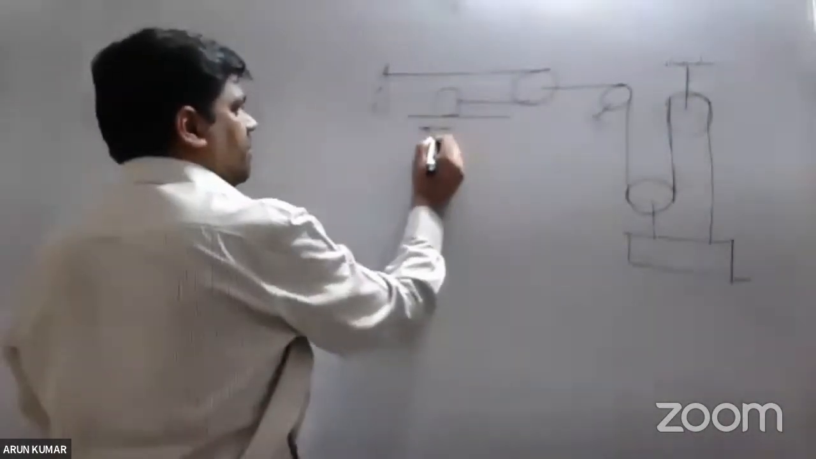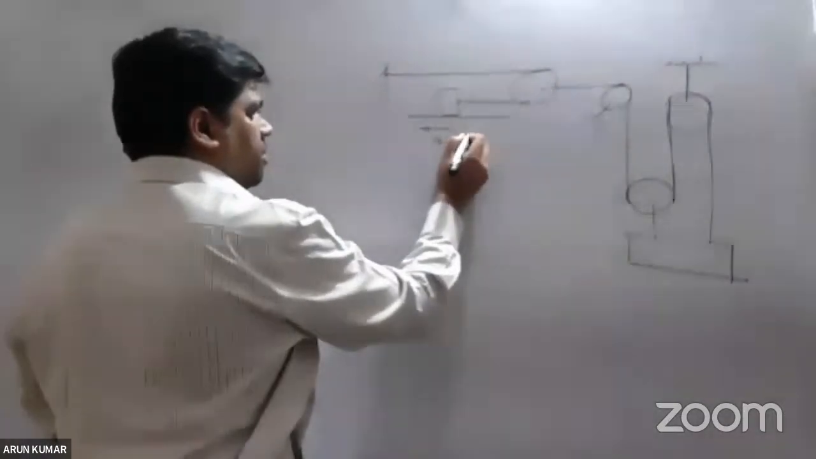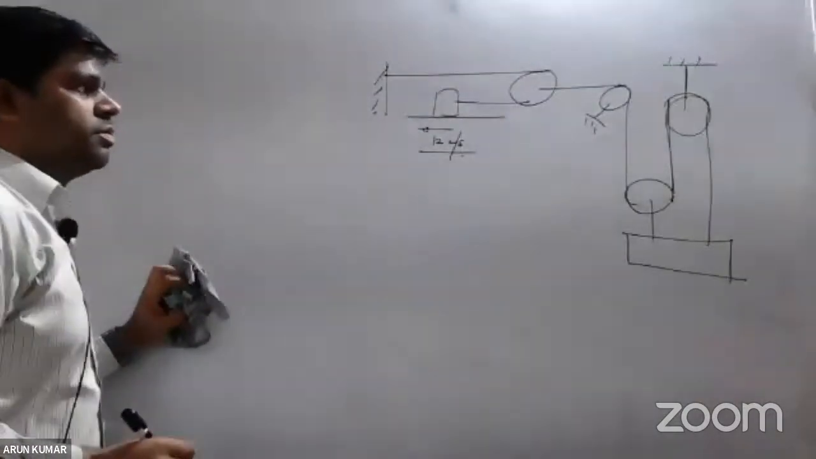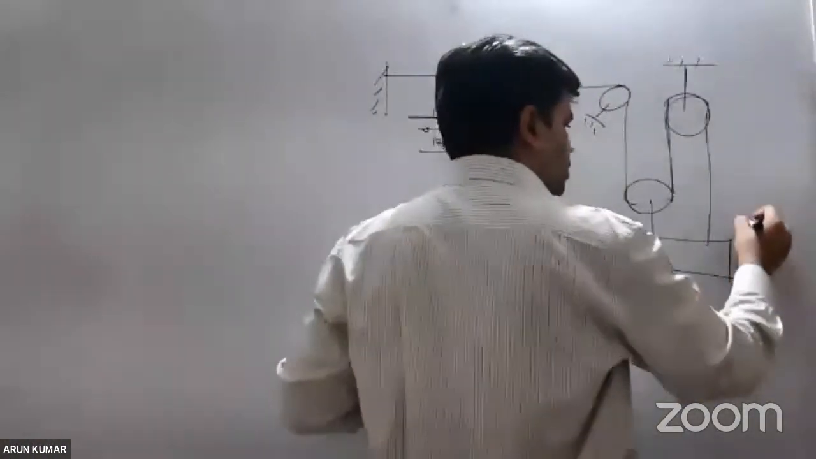This is going towards left with a velocity of 12 meters per second. I have to determine the velocity of this block.